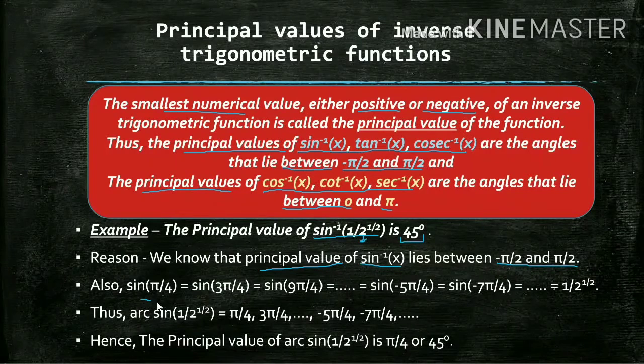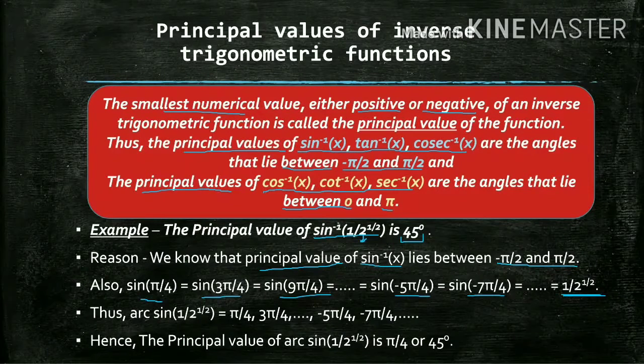Now, sine pi by 4, sine 3 pi by 4, sine 9 pi by 4, up to sine minus 5 pi by 4, minus 7 pi by 4, and so on would have the same value, 1 by root 2. You know now how to calculate these bigger angles. So just write like this. Then write that sine inverse 1 by root 2 would be pi by 4, 3 pi by 4, 9 pi by 4, minus 5 pi by 4, minus 7 pi by 4, and so on.